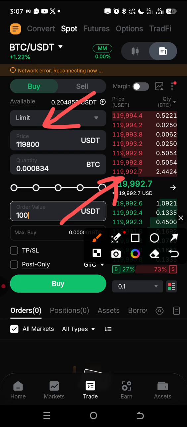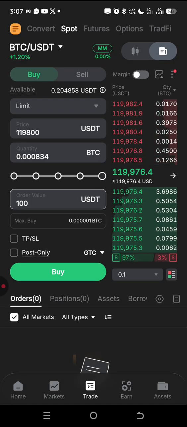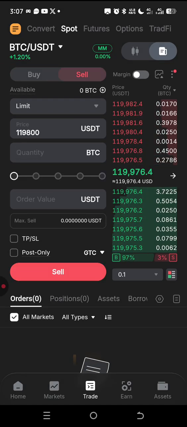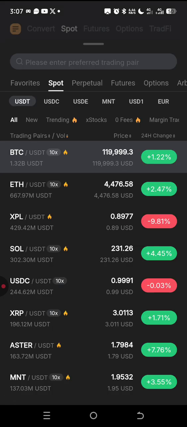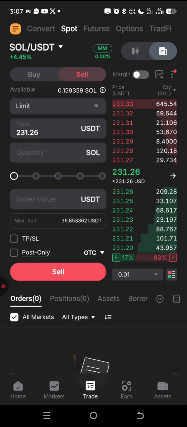So you can buy and you can also sell. So you want to sell, you tap on sell. For example, if I want to sell Solana, I'll just come here, tap on Solana and go to Solana. Let's assume I want to sell Solana. I tap on Solana. I want to sell Solana.